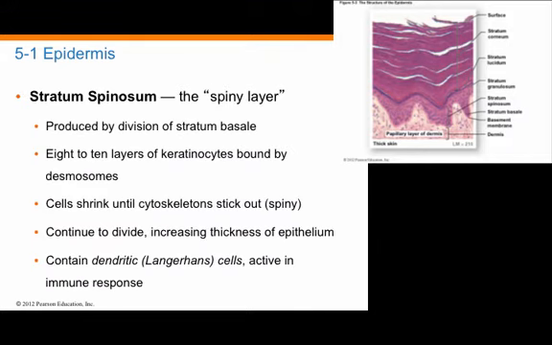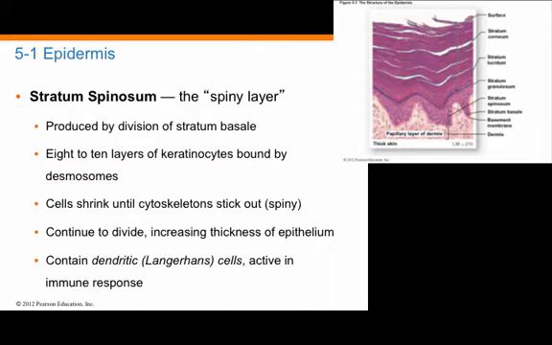The daughter cells of the keratinocytes will be pushed from the stratum basale into the next layer, the stratum spinosum, as the stem cells in the stratum basale continue to divide. The stratum spinosum is also called the spiny layer because the keratinocytes start to lose their cytosol in this layer and the cells shrink or crenate until some of the cytoskeleton sticks out, causing a spiny appearance to the cell. In this layer, there are 8 to 10 layers of these spiny keratinocytes that are all bound together tightly through cell junctions.